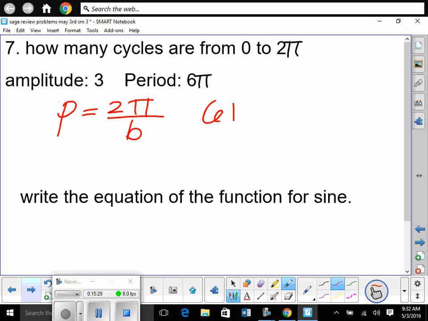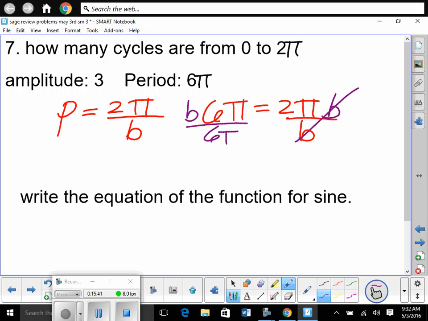So we have 6 pi is equal to 2 pi over b. This is where a lot of people royally mess it up. Solving for b, wouldn't we cross multiply by b? But the b's divide out. Now to get b alone, what would you do? Divide by 6 pi. So b is 1 over 3, since those divide out to be 1. Our b value is 1/3, right? So the number of cycles from 0 to 2 pi is 1/3 of a cycle.